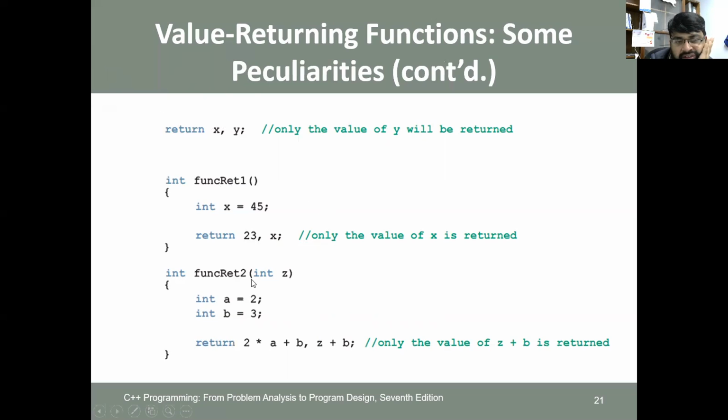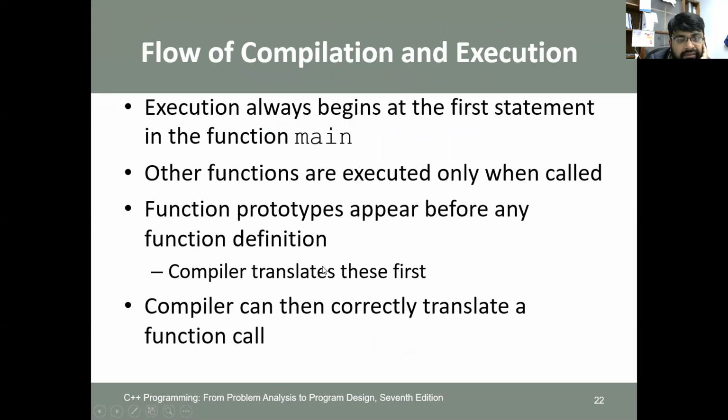Similarly, let's go to func return, int z. There is one variable that you take as input, and in this we do int a is equal to 2, int b is equal to 3, return 2 * a + b, z + b. So only the value that will be returned is z + b, right? That's the only value that is returned. This will not be returned. So you need to be very careful when you're trying to return a value. Only a single value, the last value, will always be returned.